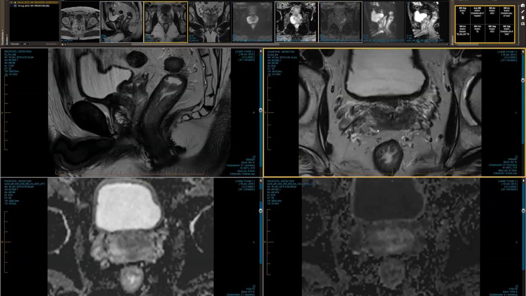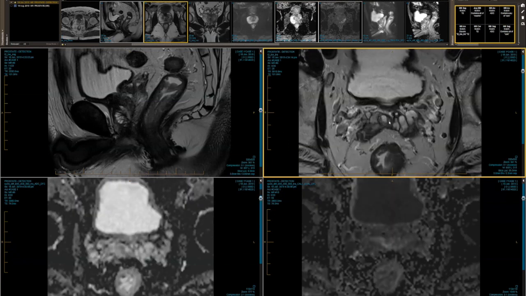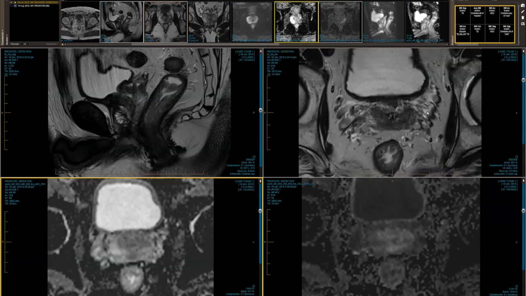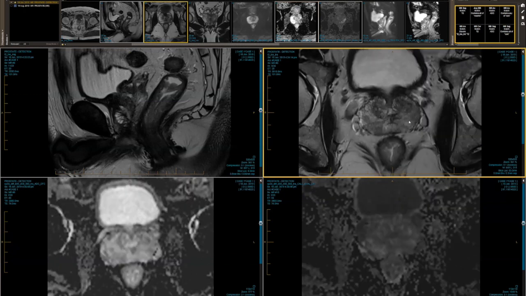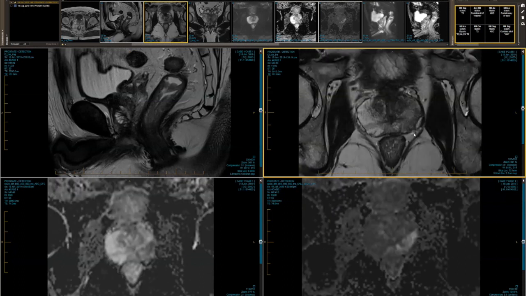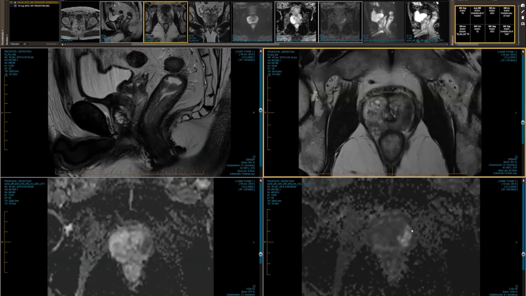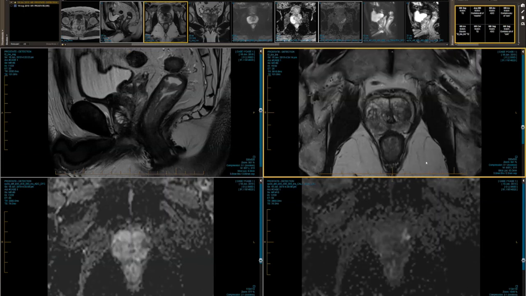So as we go from base to apex, seminal vesicles here, transition zone here, which does demonstrate restricted diffusion. Central zone, transition zone here, and then peripheral zone. And as we get towards the mid-prostate, you'll see there's an area of decreasing intensity in the posterolateral and posteromedial peripheral zone on the left, which does demonstrate restricted diffusion. It's dark on the ADC and bright on the high B value diffusion imaging. And you can see that extends all the way to the apex, extending anteriorly to the apex here as well.